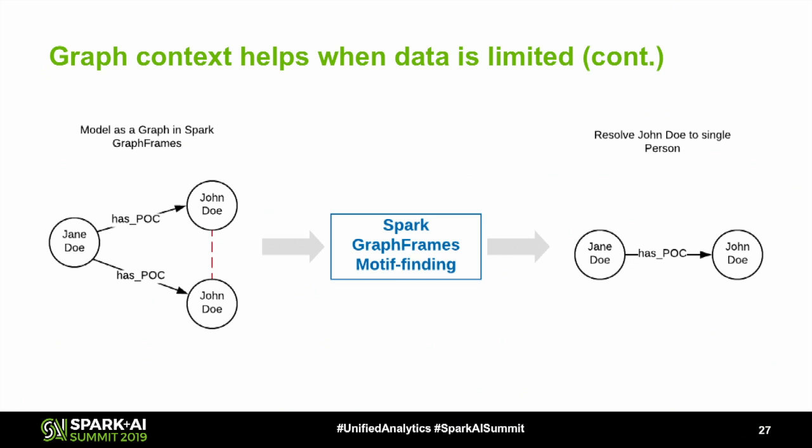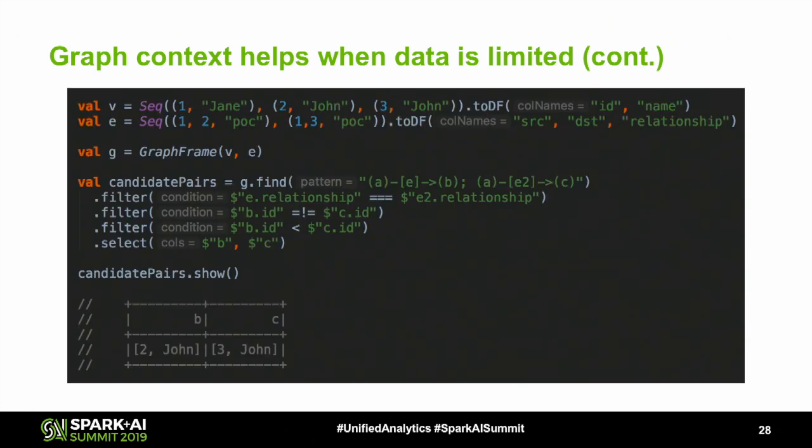Specifically, what we can do is create somewhat of a candidate selection query through Spark GraphFrames motif finding that gives us, again, more context, more information that we can use in our entity resolution algorithms to resolve the John Doe into 1. And again, here's the code for that. Very simple, set it up as a GraphFrame. In this case, it's not the same motif finding query. It's a little bit different.